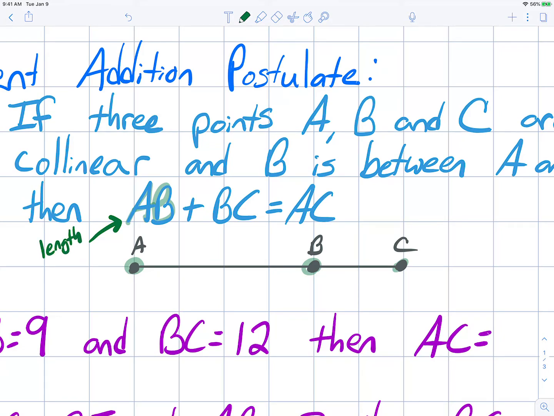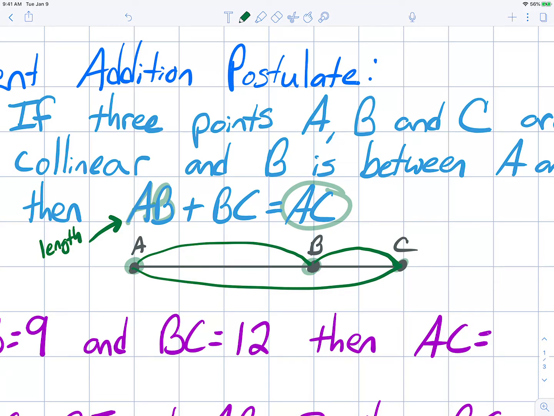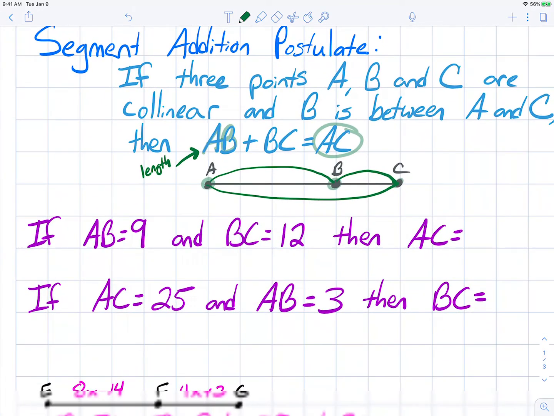a length. If we add A and B, so the length of A and B, to the length of B and C, then we get the length from A to C. So if you add the two pieces, you get the length of the whole thing. You can also have more points, so maybe it's the length of 3 pieces equals the whole thing, but either way, the pieces add up to the whole thing. So we're going to use that.